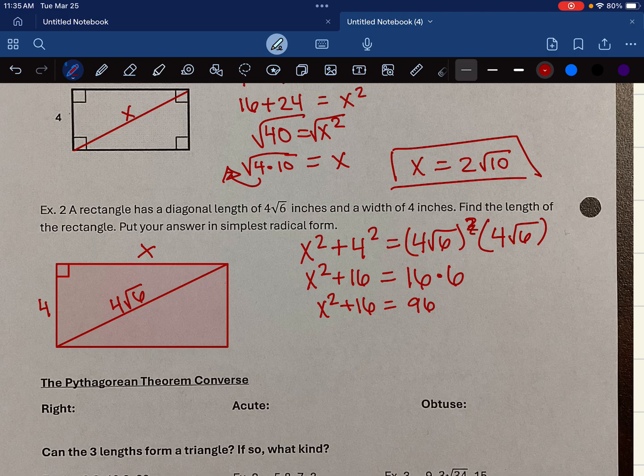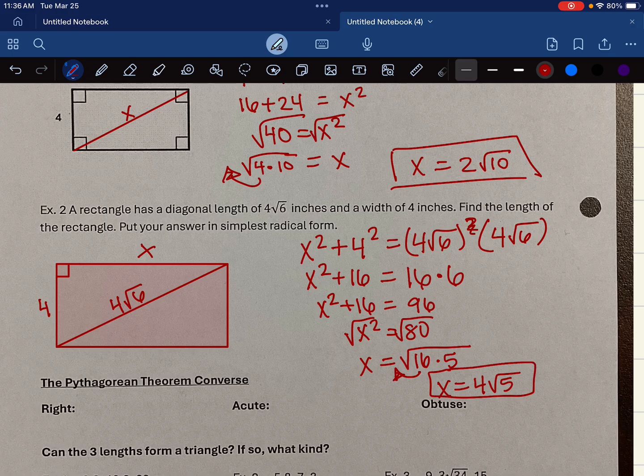I subtract 16 from both sides. I get x squared is equal to 80. We know our last step is to square root. Anybody remember what two numbers multiply to get 80? It has to be a perfect square. 4 and 20 works, but that's not the biggest possible perfect square. 16 and 5, yeah. So we take the square root of 16, we get 4 square roots of 5. Okay.